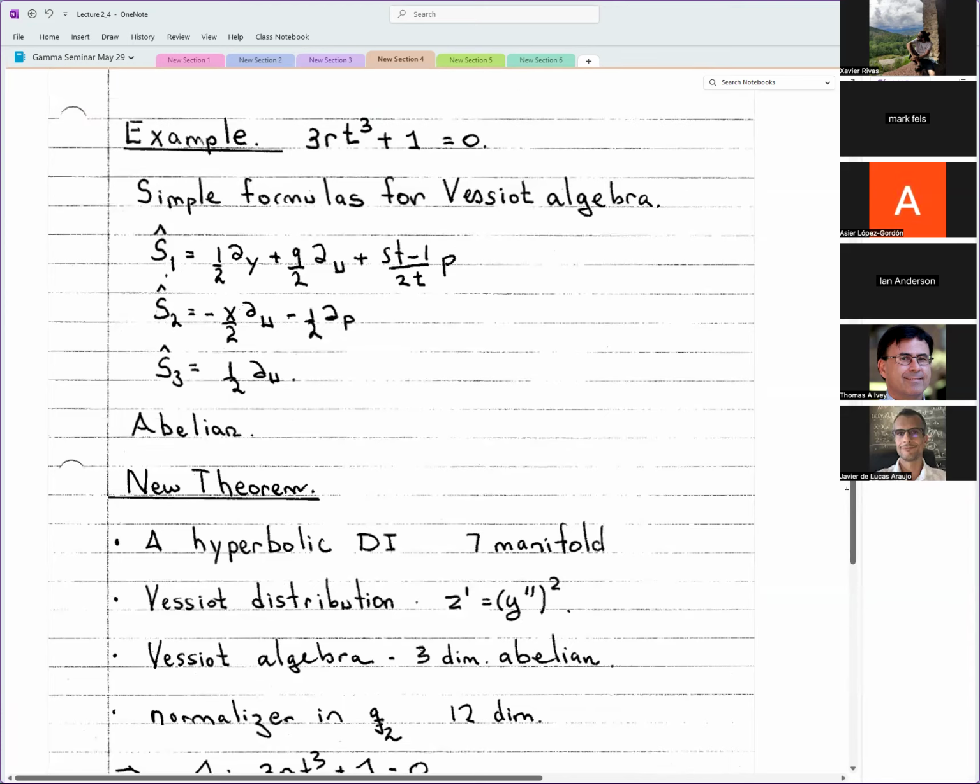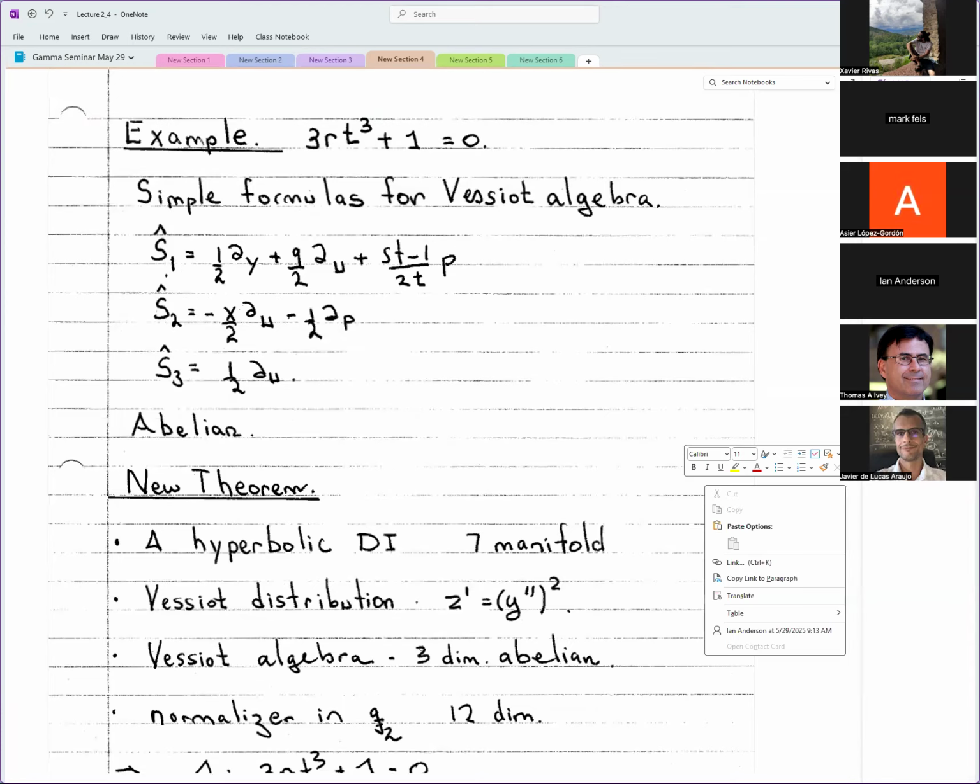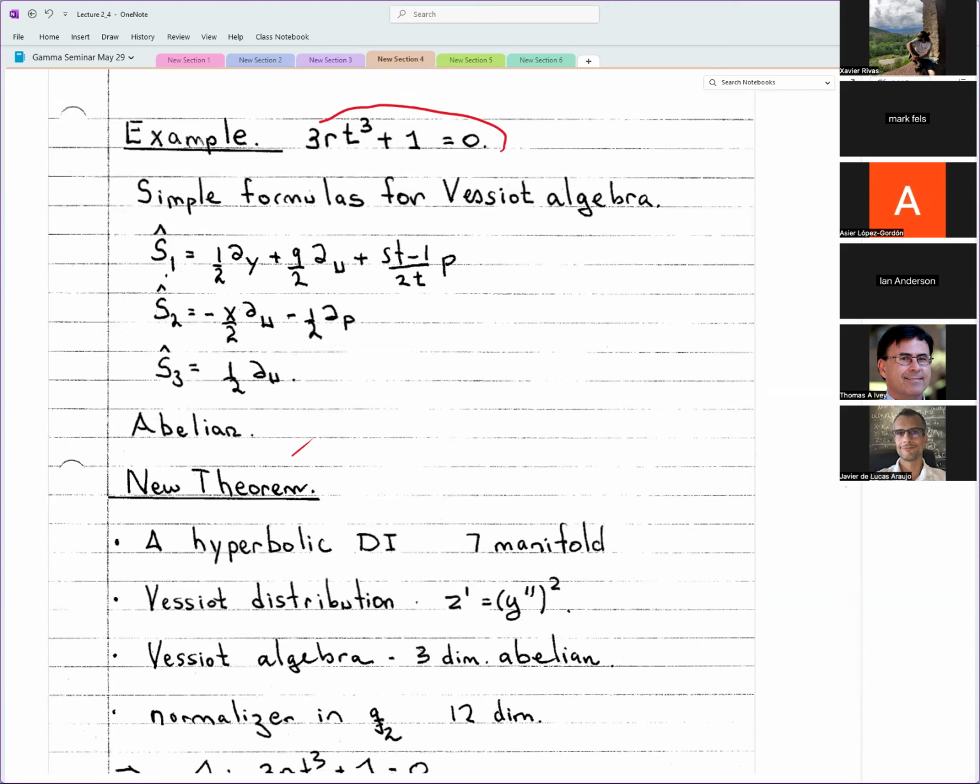Here's another example. As I said, I like this equation a lot because it's counterintuitive. You can't guess what's going to happen for this one. You just have to apply the theory. So this example, 3RT cubed, is a nice example. You can't just use your intuition. You have to apply all the formulas kind of religiously and see what happens.